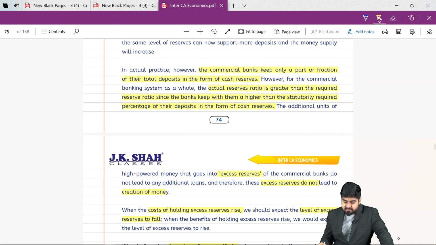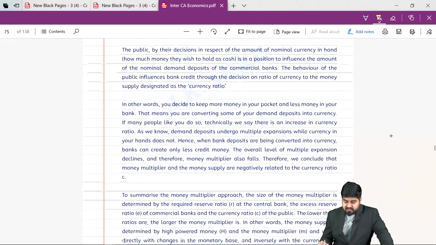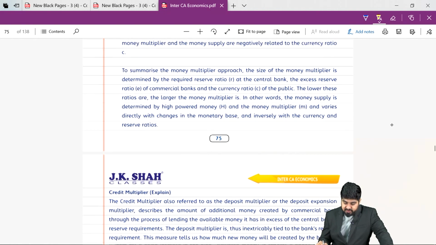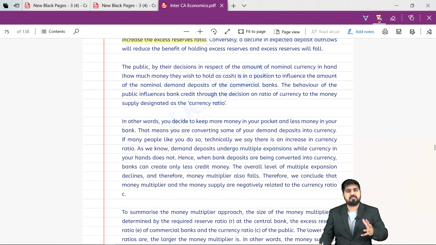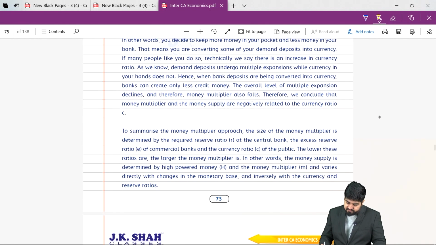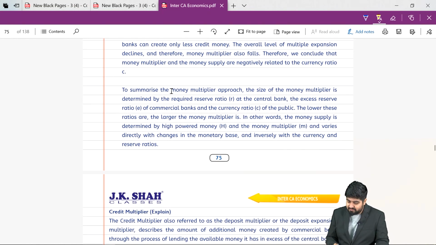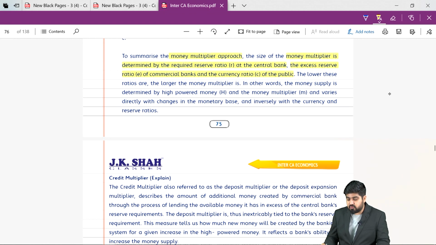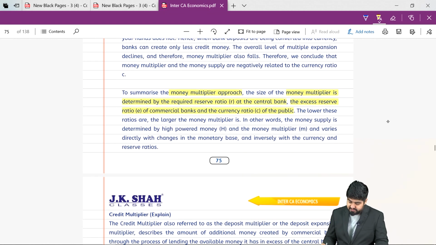These are the things, students, which I have marked are very important. Anything else is there, it's just additional English, so don't worry about this. Let's go ahead. Next one is the behavior of the public, which you are very well aware of. Now to summarize the money multiplier approach, the size of money multiplier is determined by the required reserve ratio and the central bank, the excess reserve ratio, that is a commercial bank currency ratio of the public. Now all these things, students, will result into the money multiplier as well as the money supply.